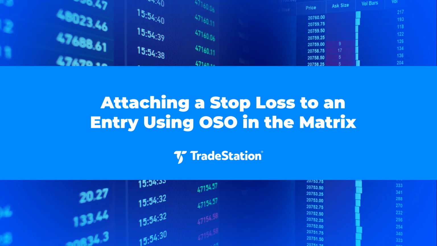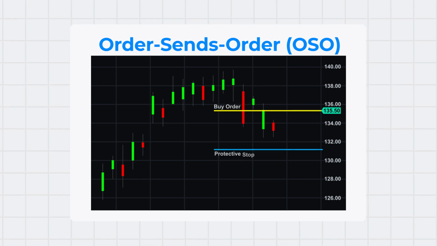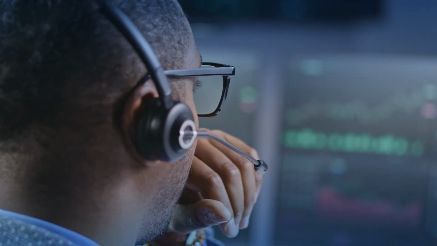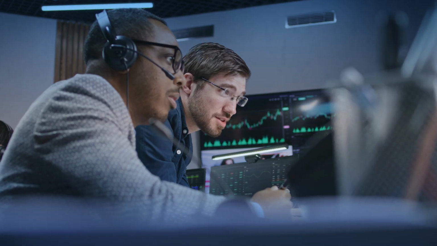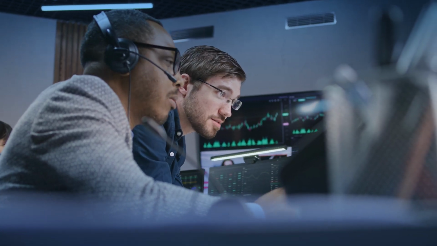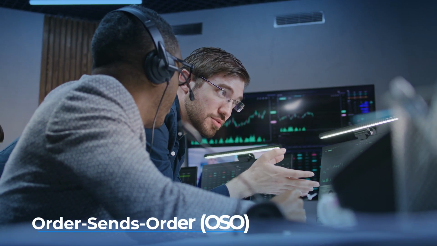Attaching a stop loss to an entry using OSO in the matrix. Markets move quickly, and having a protective stop when a position is open is important. Sometimes if you're not quick enough, placing that stop can cost you. You can streamline your protective stops in the matrix by attaching your stop to your entry. It's called an OSO, or an order sends order.